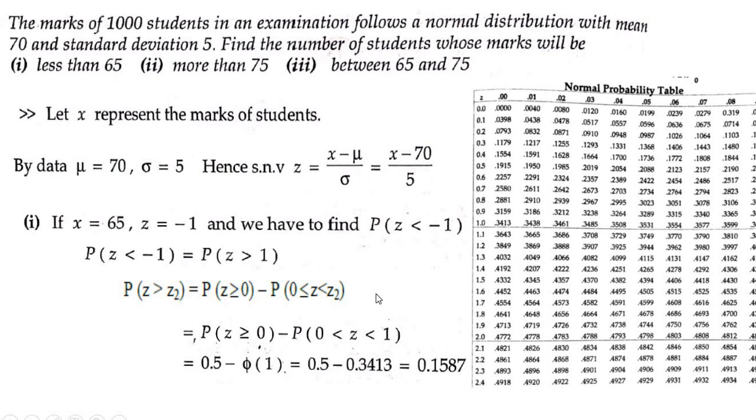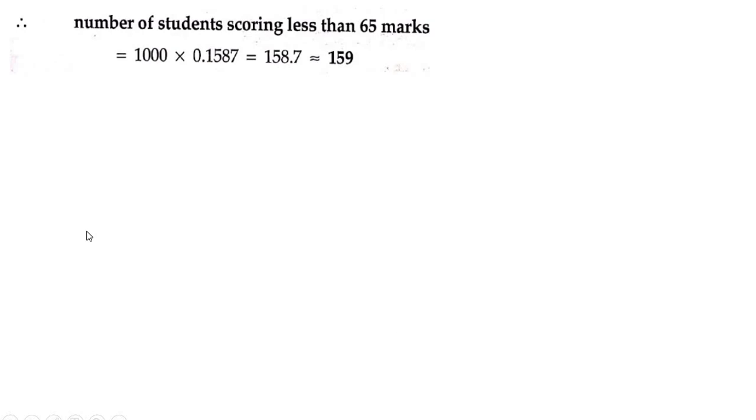Next, this is for one student, where x represents the marks of the students. We have to calculate for 1000 students, so we multiply this by 1000. The number of students scoring less than 65 marks is 1000 times 0.1587, so the answer is 159.